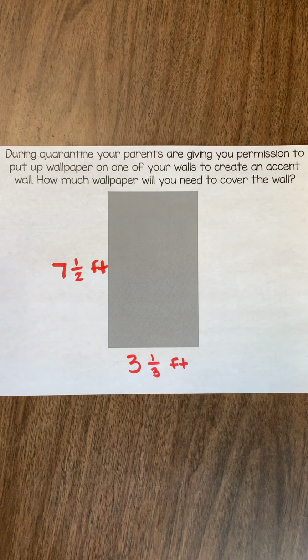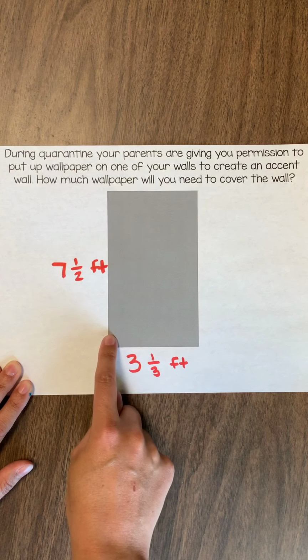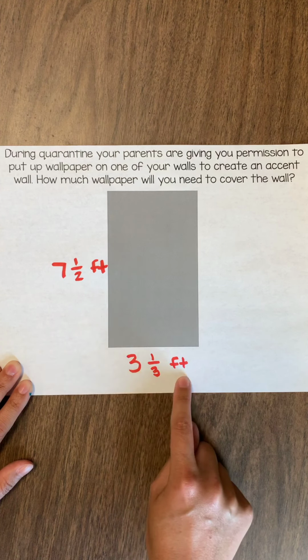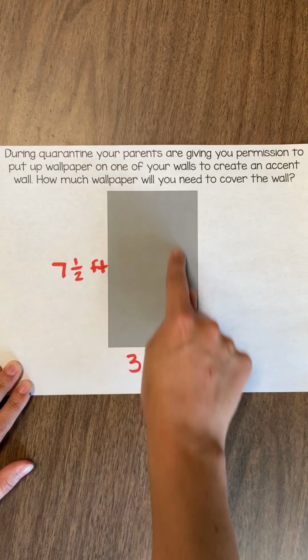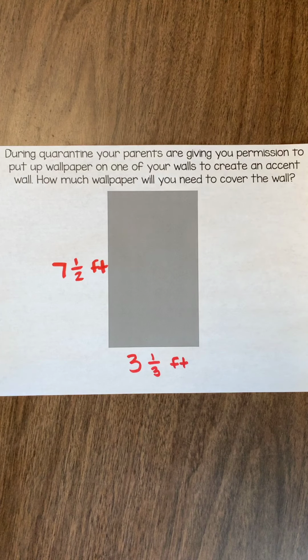So here is your problem. During quarantine, your parents are giving you permission to put up wallpaper on one of your walls to create an accent wall. How fun! How much wallpaper will you need to cover the wall? So you're going to need to figure out how many square feet your wall is to make sure that when you purchase the wallpaper, you have enough. So here is your wall. It's 7.5 feet tall, that's our length there, and it's 3.5 feet wide. So to figure out how much wallpaper you will need, you need to figure out how many square feet the wall is. So go ahead, try that out, and then we will see how you do.